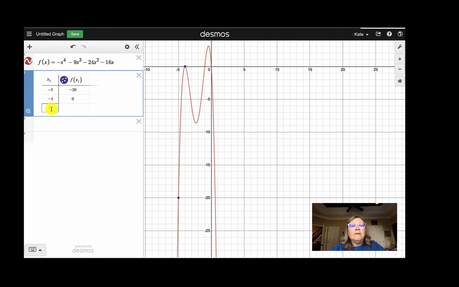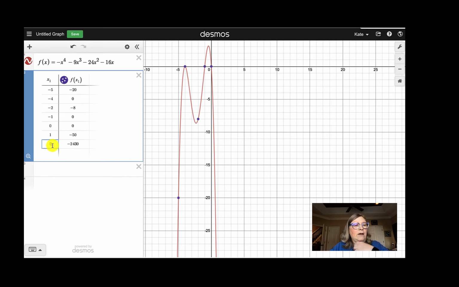All right, so when you make a table, you actually have a lot of freedom. You can put in lots of different choices of numbers. I'm going to go ahead and put in minus 2. I know I have a 0 at minus 1, so I'll put that in for sure. I always put in x equals 0 because that's your y-intercept. In this case, the point 0, 0 is both an x and a y-intercept. And then I'll do 1, and then I guess I'll put in 5.